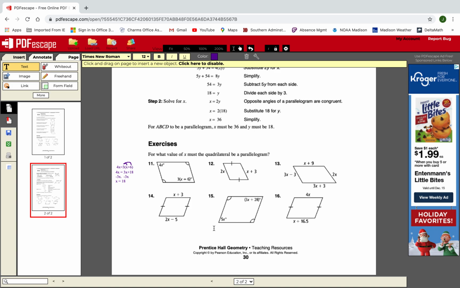15 is the exact same type of problem, so let's go ahead and do it. 5x would have to equal 3x plus 28. So I'm going to group my like terms and subtract 3x from both sides, which is going to give me 2x on the left, and on the right, 28. So then divide both sides by 2, I get that x equals 14.